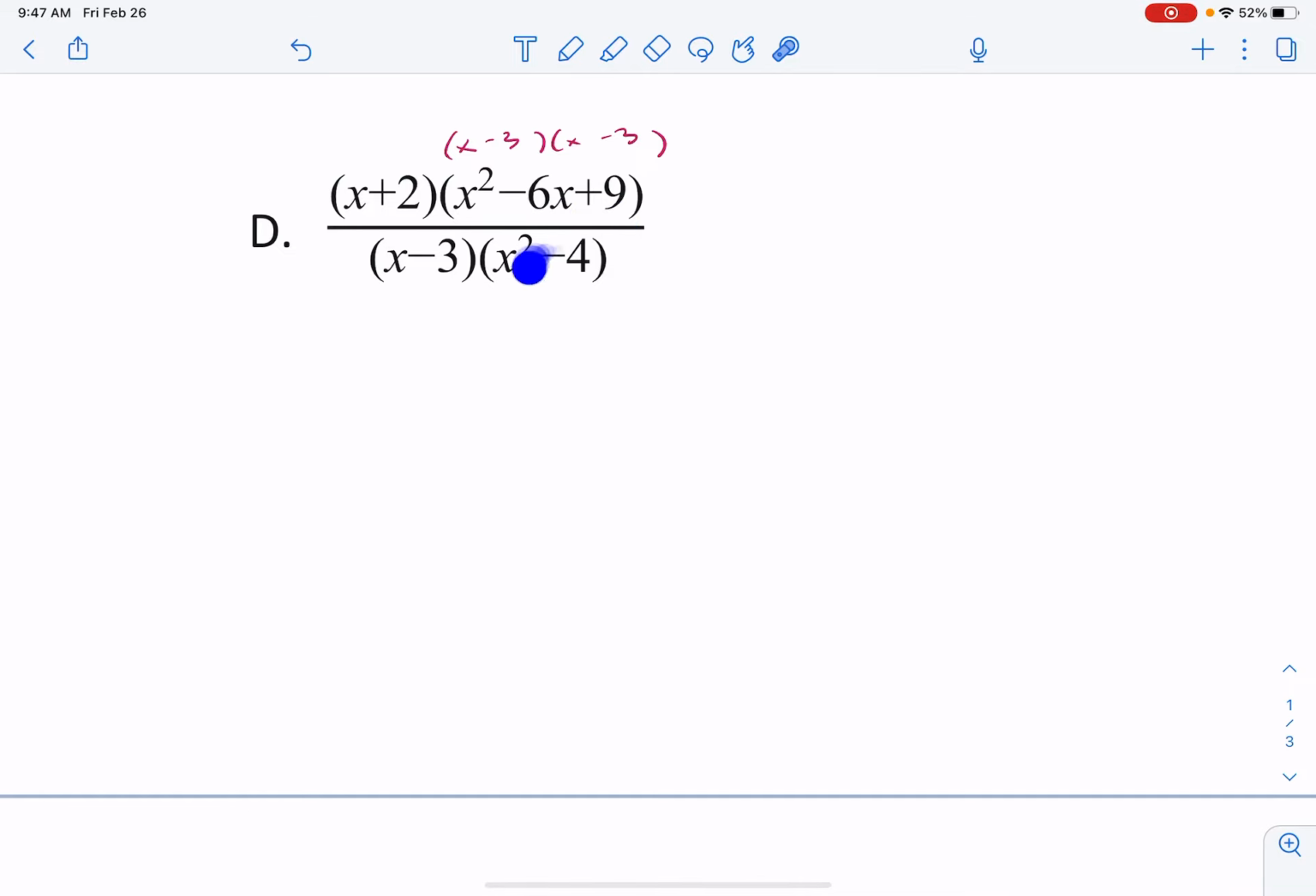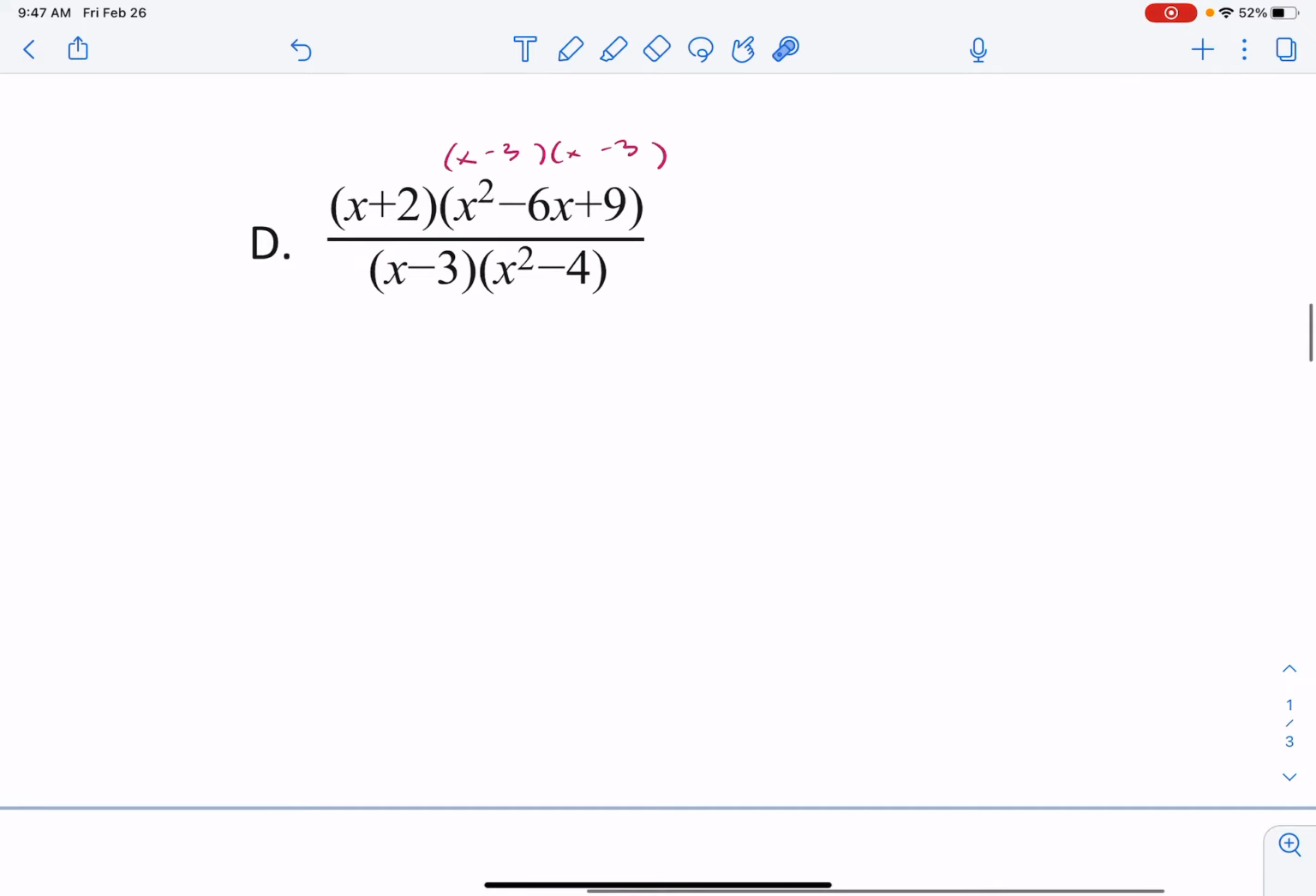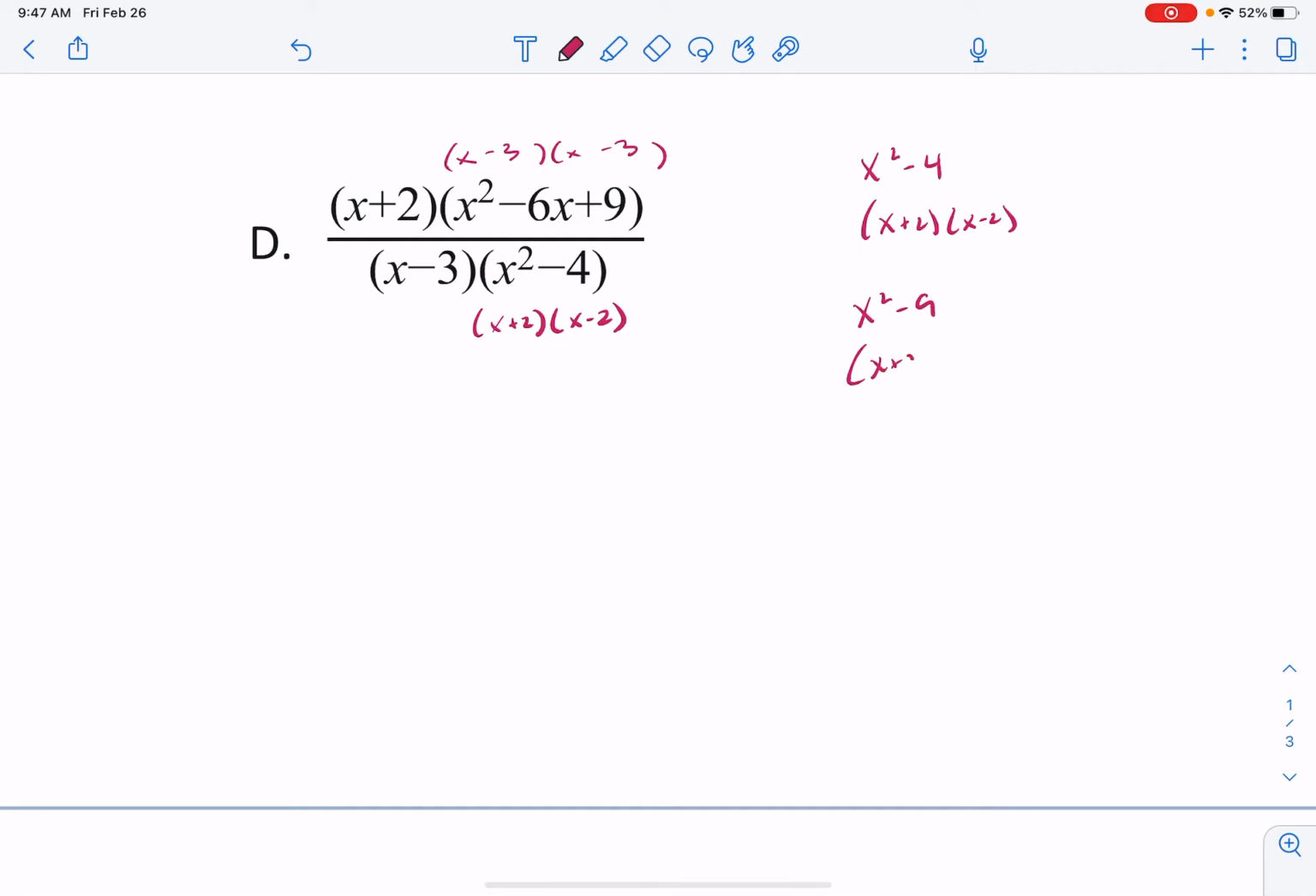Now remember, x squared minus 4. So I see a subtraction. We've got our x squared, a subtraction sign, and a perfect square. So I know that this becomes x plus 2, x minus 2. Remember, x squared minus 4 we know is x plus 2, x minus 2. X squared minus 9 is x plus 3, x minus 3. X squared minus 16 is x plus 4, x minus 4, and so on, okay? So don't forget about that. That's a nice kind of trick, I guess.